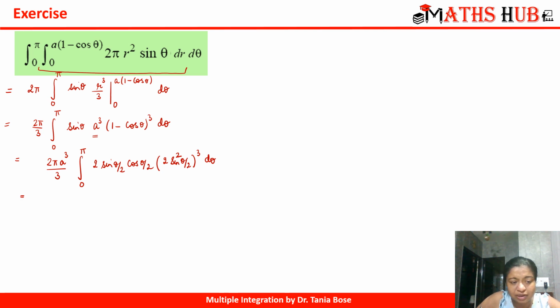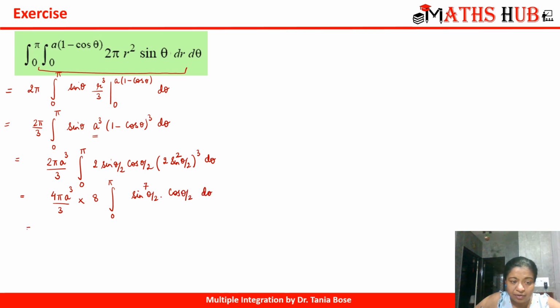This 2 will move out. So 2 into 2 will become 4. 4 pi a cube by 3 multiplied by 2 cube will be 8. And now let us combine the powers of sine. So sine power will be 3 into 2 is 6, plus 1 is 7. So sine 7 theta by 2, and cos the exponent is 1 only.